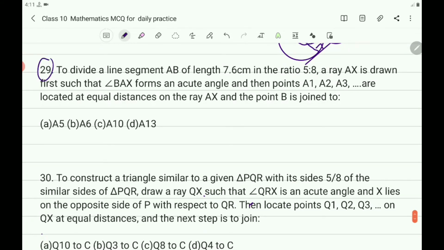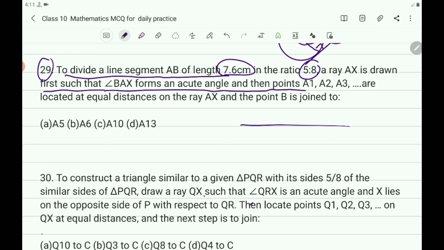Next, you take the 29th question. To divide a line segment AB of length 7.6 cm in the ratio 5:8, a ray AX is drawn first such that angle BAX forms an acute angle, and the points A1, A2, A3 and so on are located at equal distances on the ray AX, and the point B is joined to what? Here let us have this 7.6 cm line. With an acute angle we have a ray, and here the points A1, A2, A3, A4, A5, A6 are at equal distance from each other, up to how many? Here we are doing 5 plus 8, that is 13 points. So which point is to be joined to B? Here this is AB, and 5:8 is the ratio.